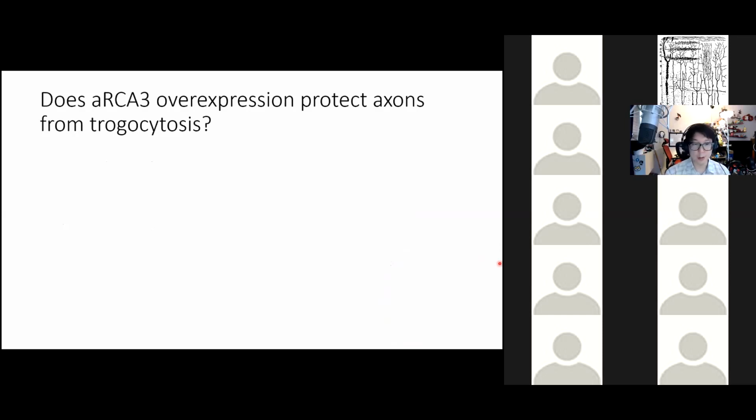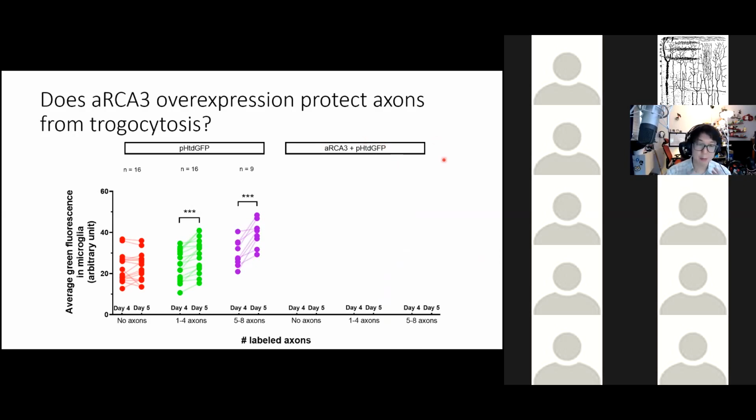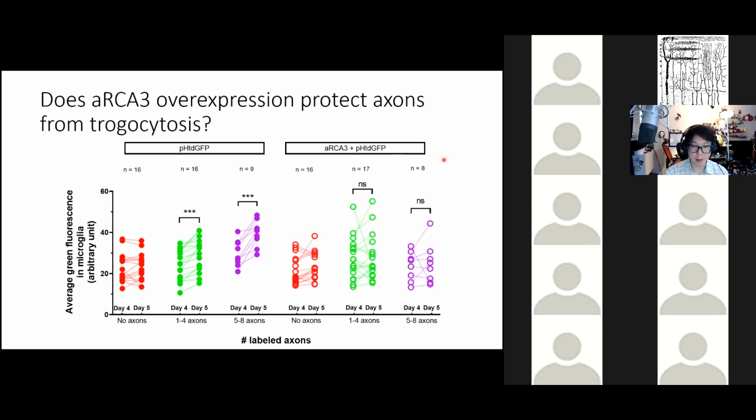Now we can use our trogocytosis assay to determine whether or not overexpression of ARCA3 would inhibit trogocytosis by microglia. Again, when one or more pH stable GFP labeled axons are present in the optic tectum, the microglia become more fluorescent green on day 5 when compared to day 4 after electroporation. But when we also overexpress ARCA3 in the retinal ganglion cell axons with pH stable GFP, we do not see a corresponding increase in microglial green fluorescence when pH stable GFP labeled axons are present in the optic tectum. So this suggests that ARCA3 overexpression is inhibiting microglial trogocytosis.